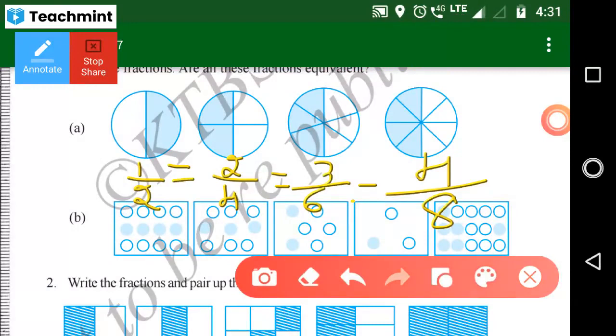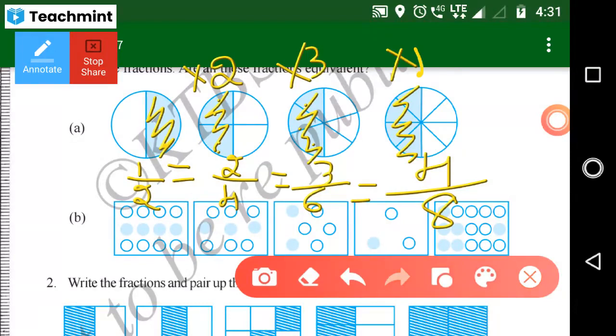How can you find out? This one is 1 part of 2. Here also, into 2 it is 2 parts. Here also 3 parts, here 4 parts. Here they are multiplying by 2, which means here they are again divided into 2 parts. Here they are again divided into 3 parts. Here they are again divided into 4 parts. Understood? Yes, ma'am. We have to divide the 2/4, 3/6, and 4/8. You will get the same answer. That is 1 by 2 only.